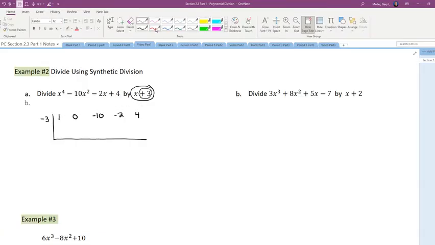Okay, so how does this work? If you remember, we start by just bringing the 1 all the way down, and we get 1. Then we just get into a pattern where we multiply and add. So I'm going to now multiply the negative 3 times 1, and I get negative 3, and that goes right here.